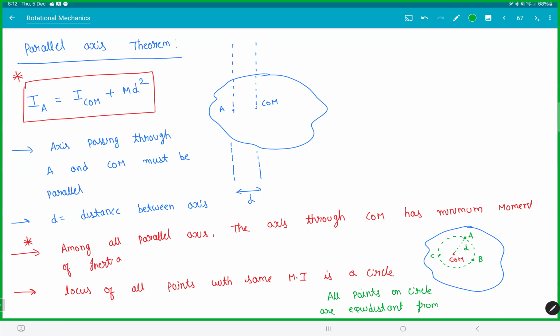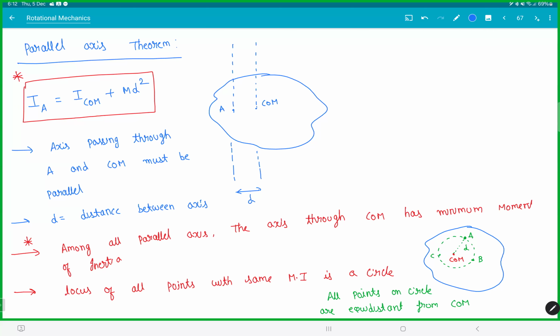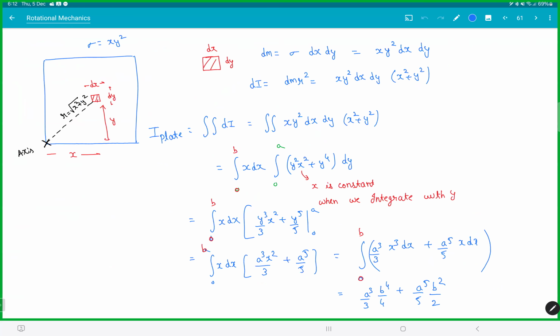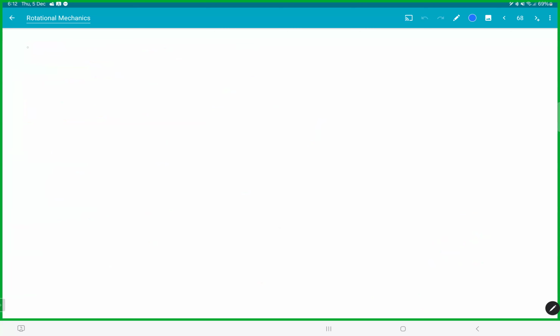These last two things are direct questions in the exam. Clear with this? Let's see how they'll frame questions on this. So straightforward, IA is ICM plus MD square. Any doubts on this page? Let's see a question. Now, this theorem actually helps you a lot, saves you a lot from integration.